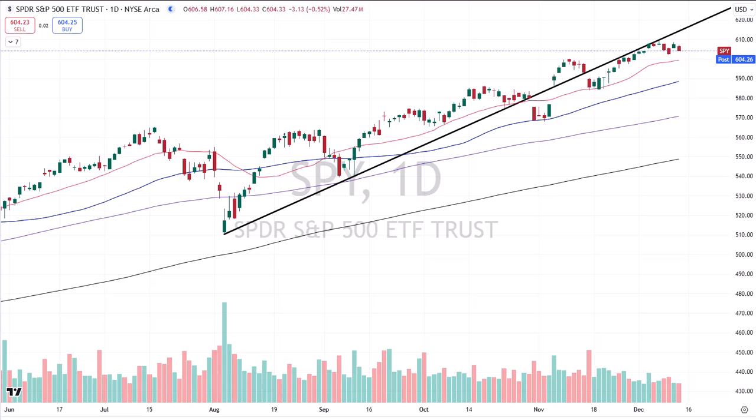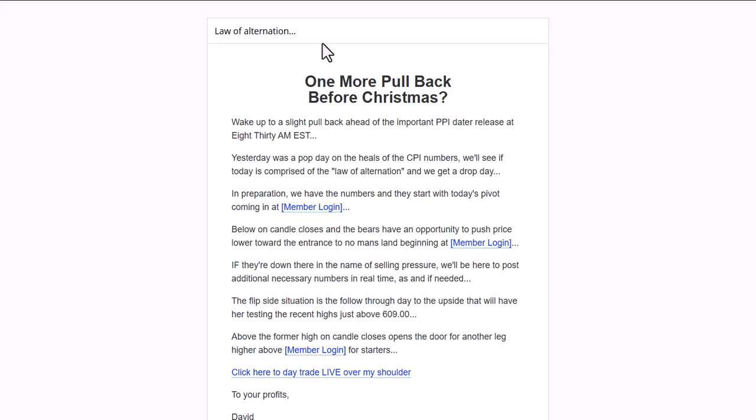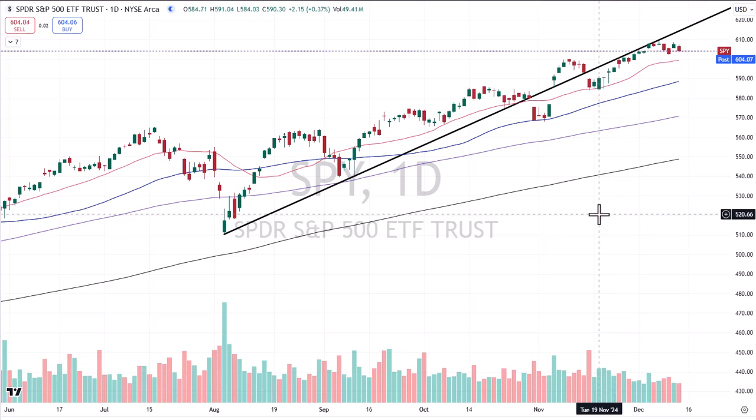We're looking at a daily chart of the SPY, or Spider, which is the proxy for the S&P 500. What do we have on the docket today? We had what's called a down day in the trading parlance, but here's the thing. This morning, I called it. The title of the email sent to all members was Law of Alternation. Here is the email, and you can see on top, this was the headline: Law of Alternation, one more pullback before Christmas. We had an up day on the CPI data shuffle.